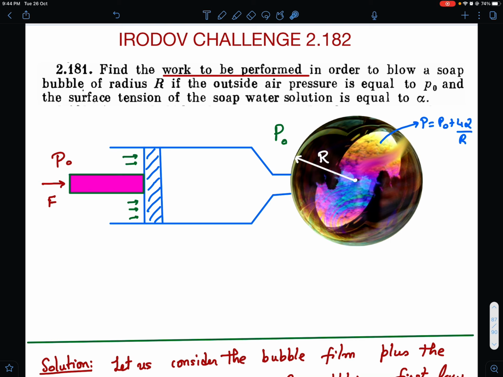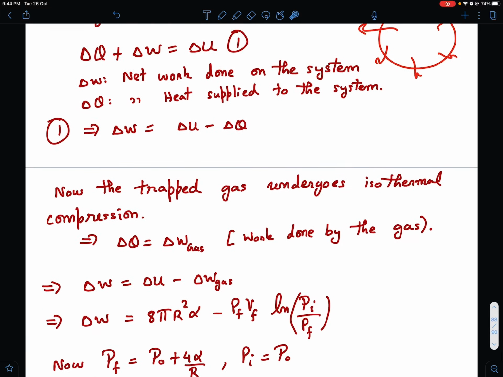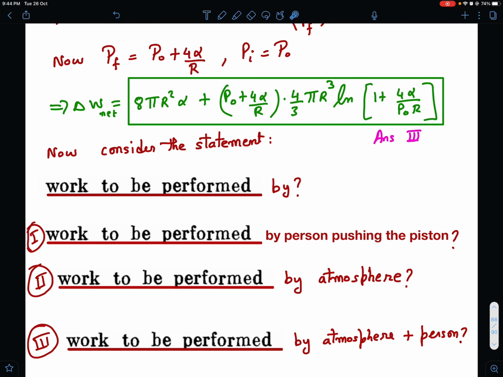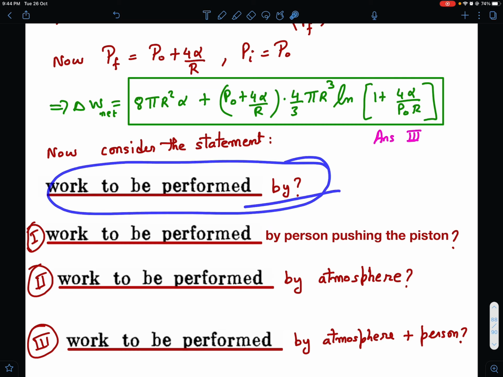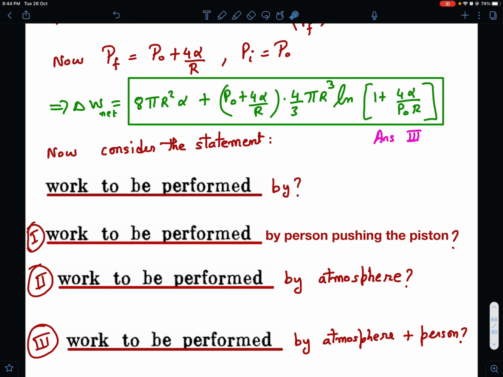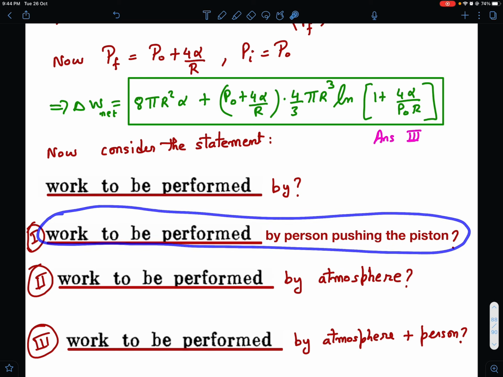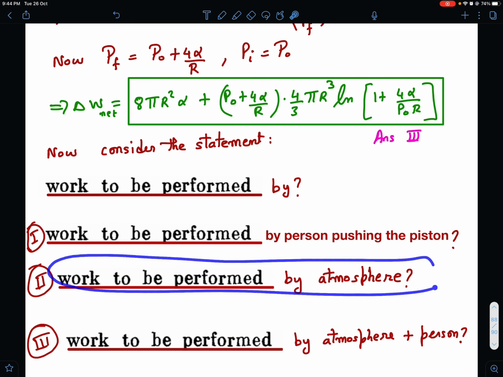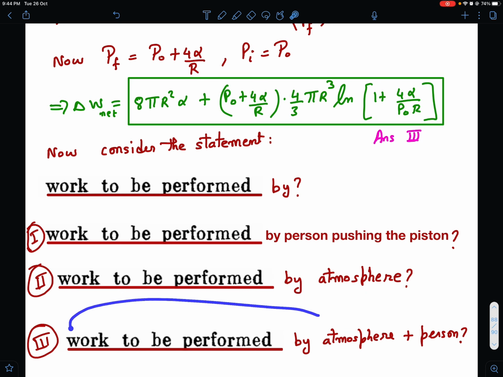But definitely many students feel confused because of this, because it's not very clear what work is being asked. So work to be performed by whom? If I complete the sentence, it could be work to be performed by the person pushing the piston, or it could be work to be performed by the atmosphere, or it could be work to be performed by the atmosphere plus the pushing force work by the person.